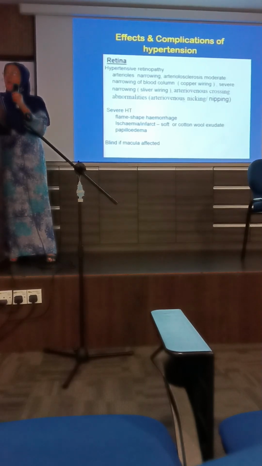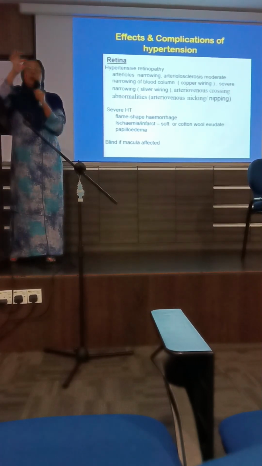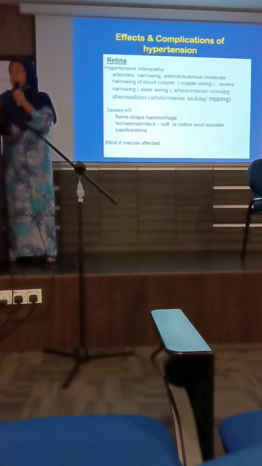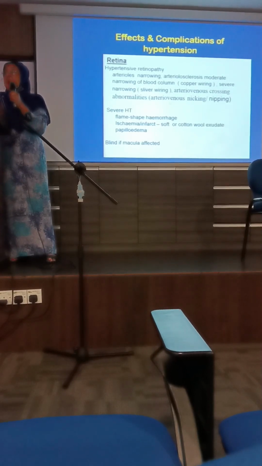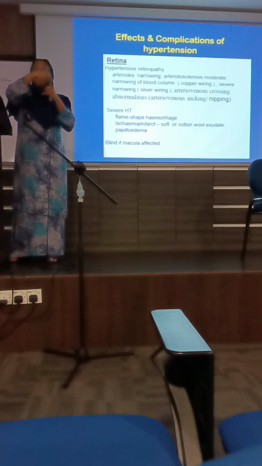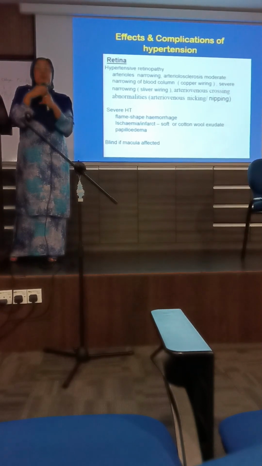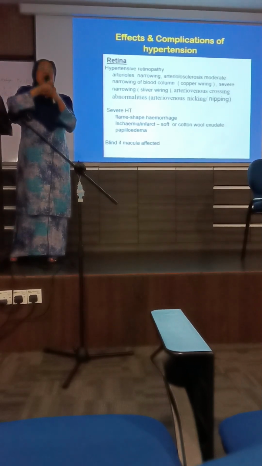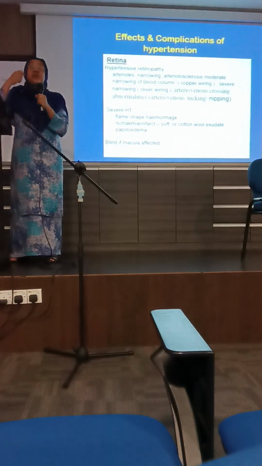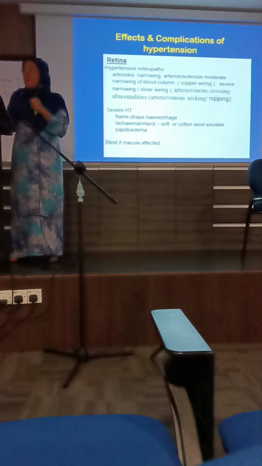If it is severe, they call it silver, not sliver. Silver narrowing. So very narrow stream of blood flow because of the narrowing. And then you have arteriovenous crossing abnormalities. The artery crosses the vein and it causes kinking. Kinking apa ya? Pressure on it. So dia nampak kink. Terpenyek, macam terpenyek. Kinking. So this you can see with the ophthalmoscope.